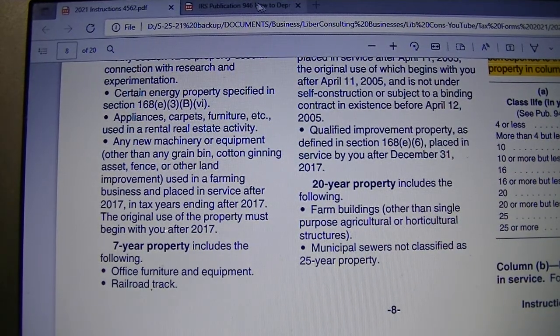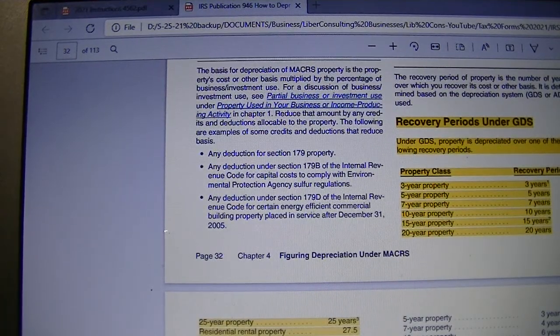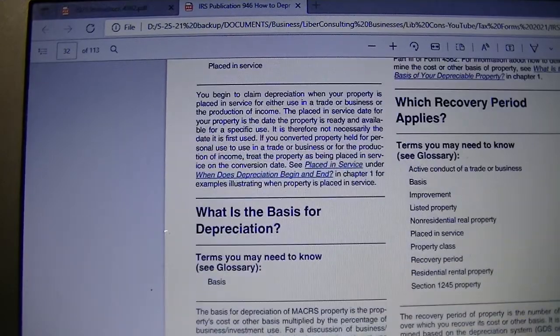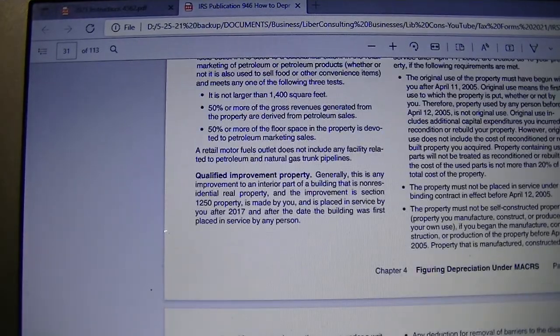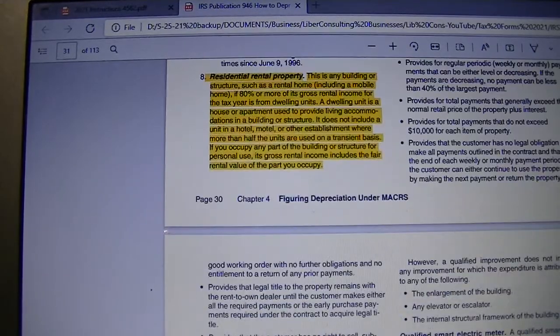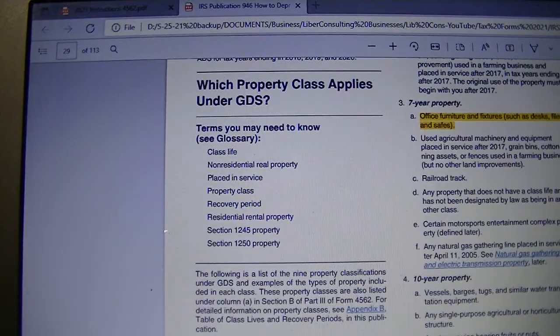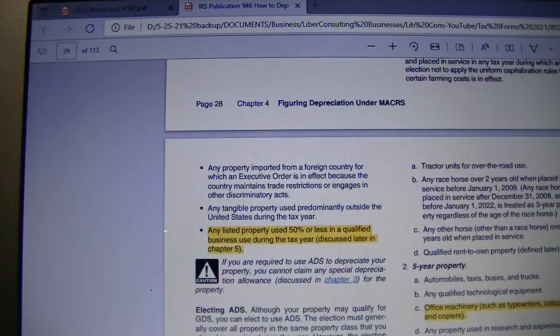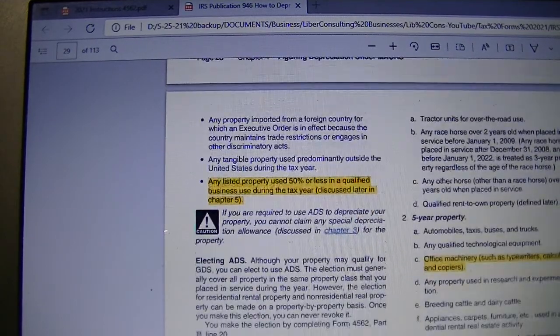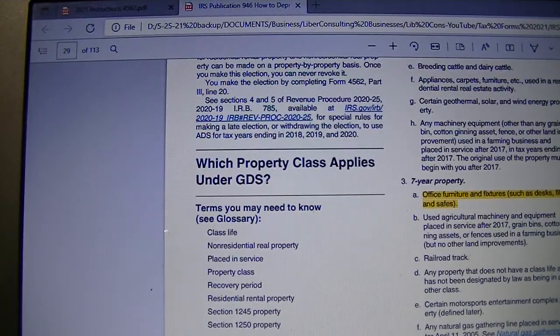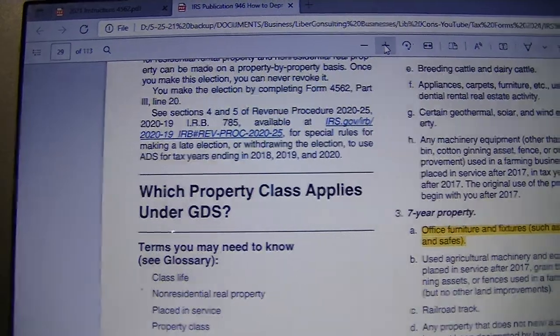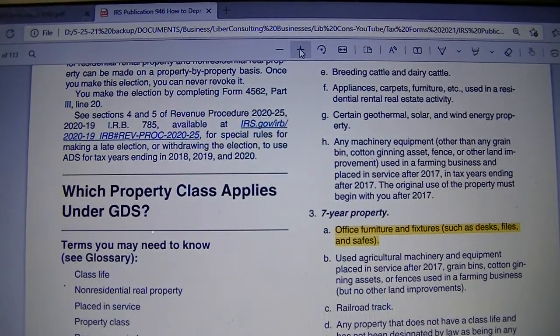So what you will do is, some assets are easy to find in the publication. So we are going to go a little bit up to read about the asset property. They have the list of asset property under GDS.